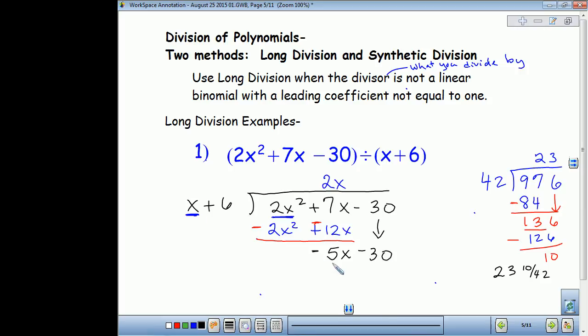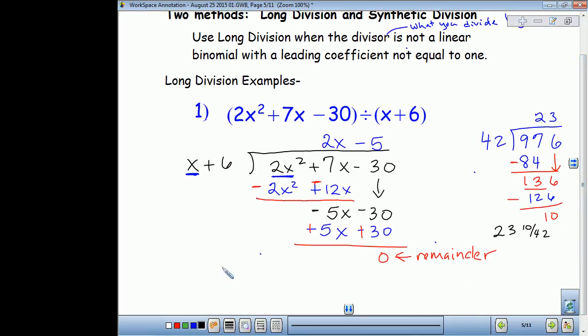What do I multiply x by to get negative 5x? Negative 5. And now we take this negative 5 and multiply it through here. So we get negative 5 times x is negative 5x, and negative 5 times positive 6 is negative 30. Now, this is nice because when I go to subtract, it's just going to change those signs. And this time, everything canceled. We get a remainder of 0. There's no remainder. So the quotient, the answer, is 2x minus 5.